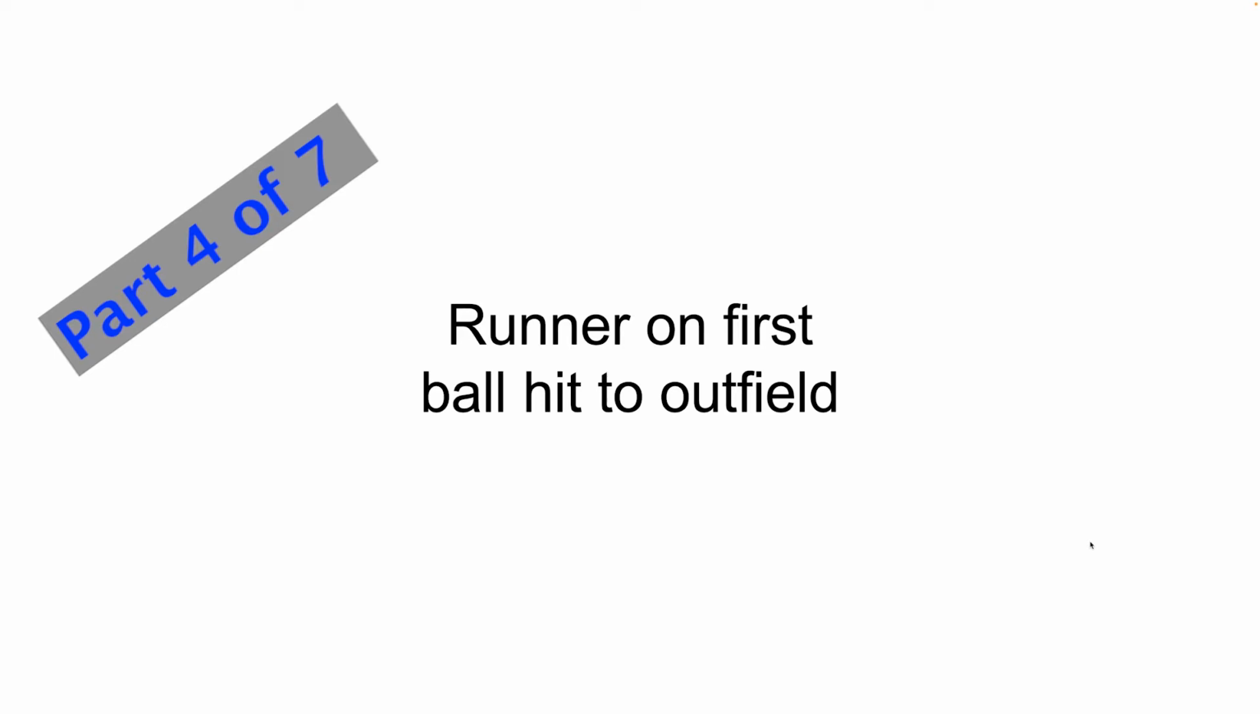All right, so runner on first with a ball to the outfield. So now we just covered all of the scenarios that happen when there's nobody on base. Now we're going to cover what happens when there's a runner on base. So we'll start again. We'll go through that whole scenario again, but this time with a runner on first.